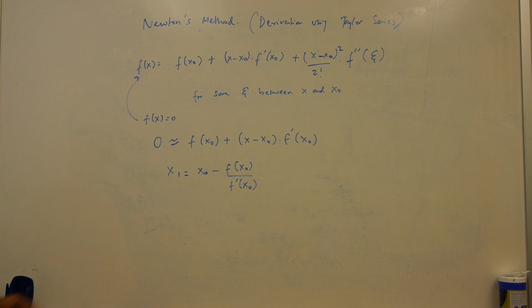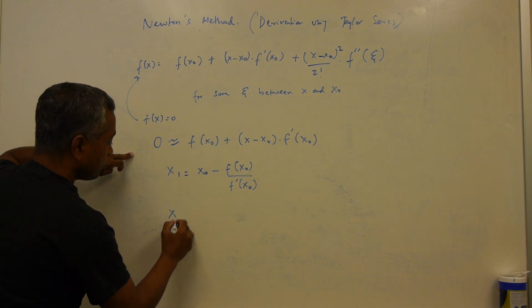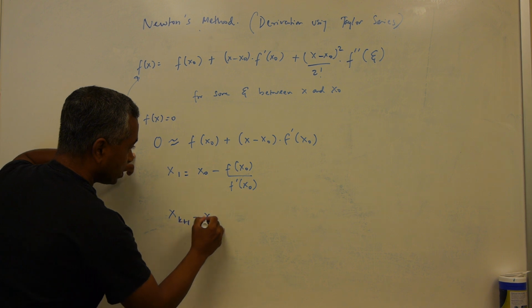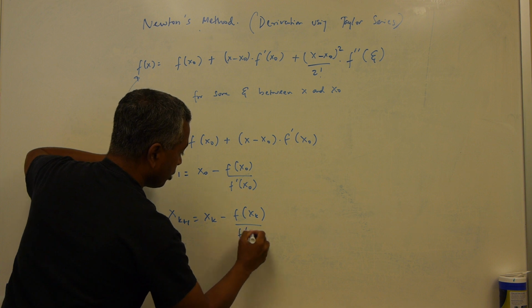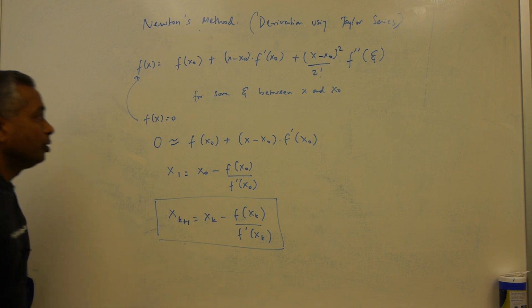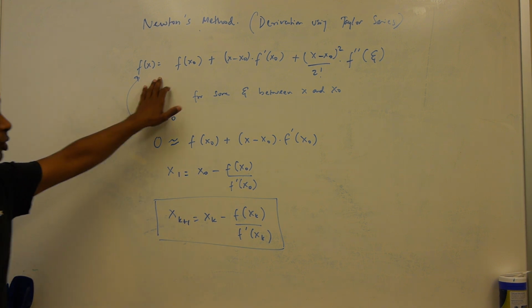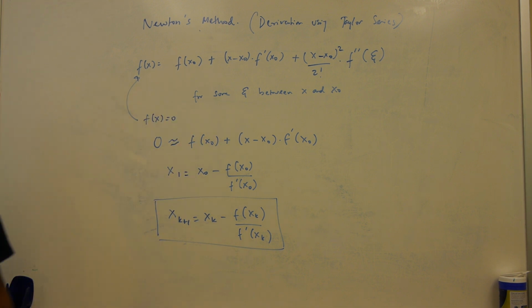All right. So once again, this was from x0 to x1. You can write this as a general expression: x_{k+1} is xk minus f of xk divided by f prime of xk. So this was simple. I just used the Taylor series approximation to derive the exact same iterate that I had before. All right. So now we understand the iterate. Let me look at the convergence of this particular formula.